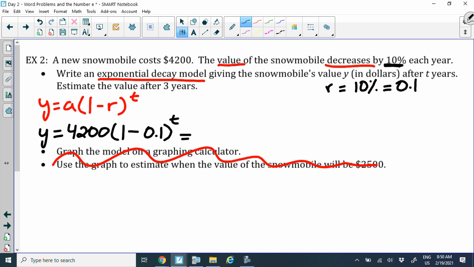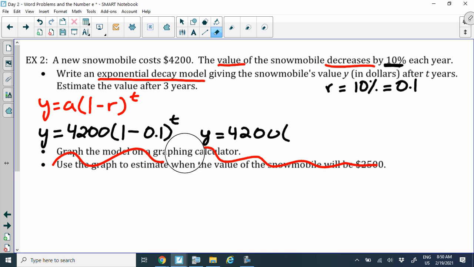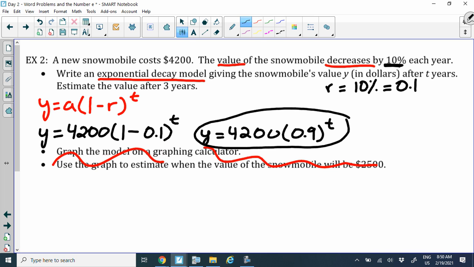Now I'm going to go ahead and simplify this so I get y equals 4,200 times, now I do 1 minus 0.1, so that is going to be 0.9 to the t power. So this will be our final answer here. Okay. Now let's go ahead and talk about the next one. Then it says estimate the value after 3 years.